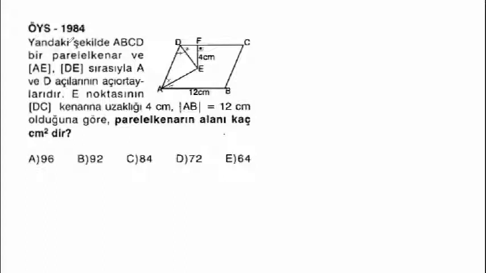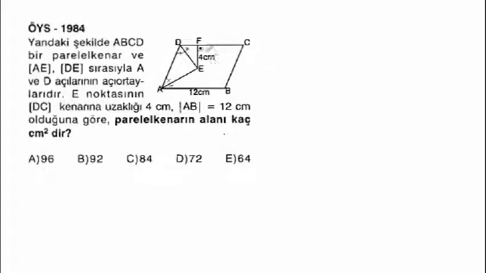In this picture, ABCD is a parallelogram, and AE and DE respectively are the angle bisectors of A and D. The length between the side DC and the point E is 4 centimeters. The length of the side AB is 12 centimeters, and the question asks the area of the parallelogram.